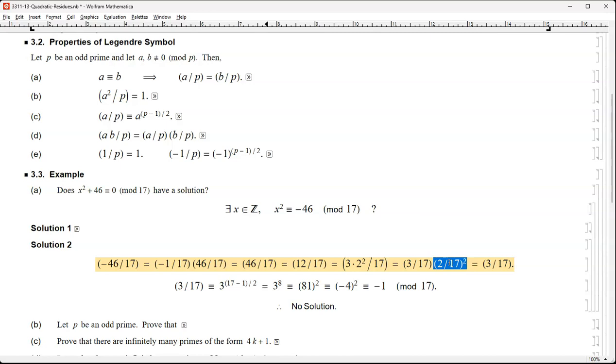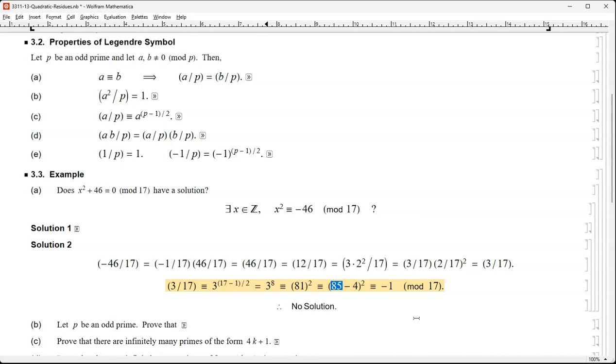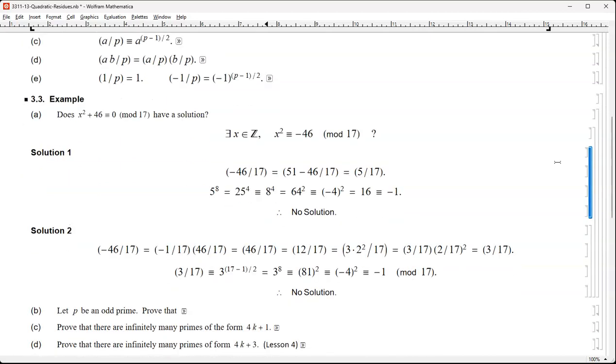Whenever squared, we have 1, because negative 1 squared is also positive 1. So we have 3/17, and that is 3 to the 8th power, 81 to the 2nd power, and 81 is 85 minus 1, which is 5 times 17, so this is actually 0. So negative 4 squared is positive 16, and that's negative 1 modulo 17.